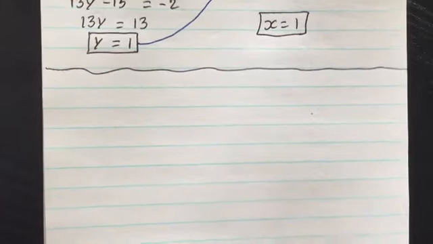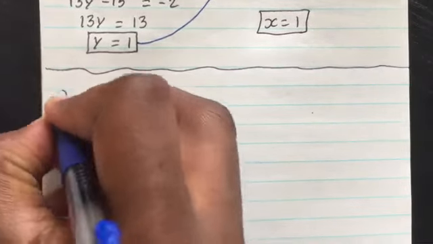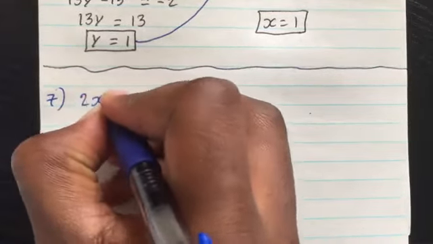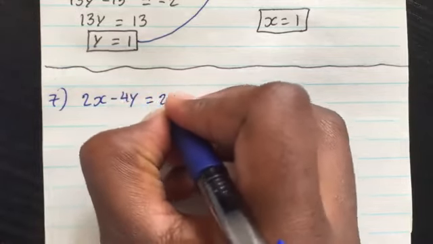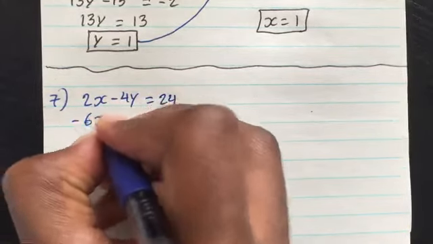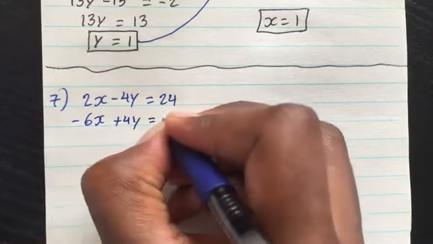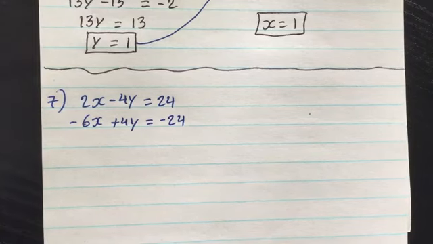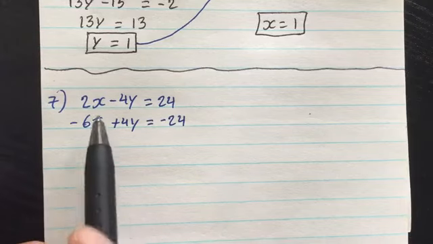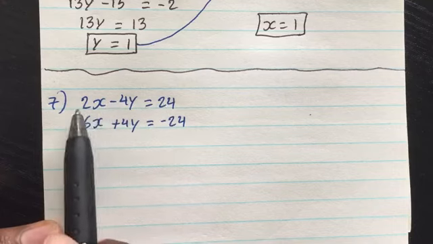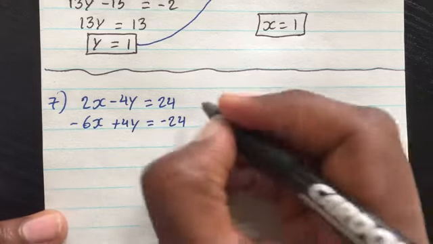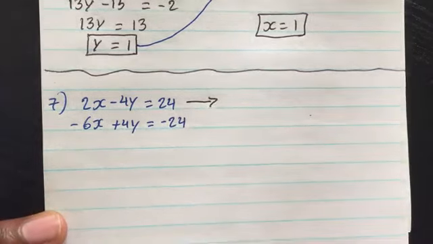For problem 7, let's look at 2x minus 4y equals 24, and negative 6x plus 4y equals negative 24. You can always try to simplify if there is anything that you can simplify. For example, the first one, everything can be divided by 2. Second one, everything can be divided by 4 if you want. But I'll go ahead and solve for x in the first equation.